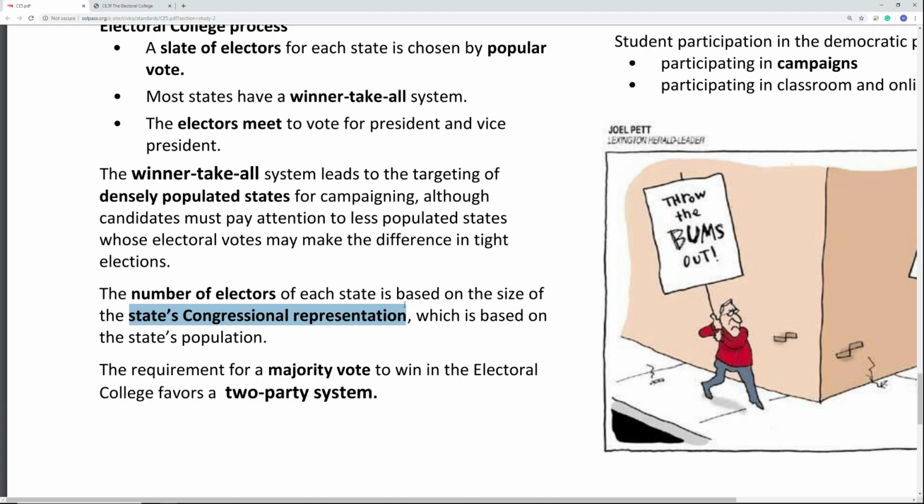The magic numbers being there's 538 total electoral votes, so 100 senators, 435 representatives, and then 3 for DC. So 538 total. The winning number is 270. Once you hit 270, you have won. Because of how this works, with a majority vote being needed to win, you need over half the electoral votes. Really only a two-party system works. With a third party, let's say they all split it, one third, one third, one third. That's only 33%. It's just not going to cut it.